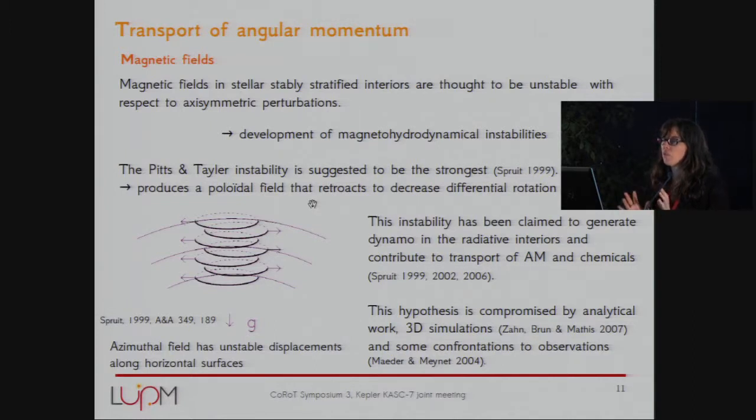So this will impact in an important way the transport of angular momentum, but this instability, even though the formalism is included in some stellar evolution codes, has been challenged by analytical work and 3D simulations, and also by the confrontation to observations in the case of massive stars. And up to now, there are not that many people still working on these kinds of processes.